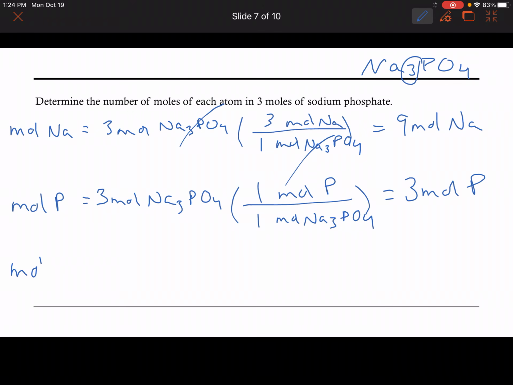And then lastly, of course, moles of oxygen. Again, I'm starting back at the starting point here, 3 moles of Na3PO4. And then that's going to go on the bottom.